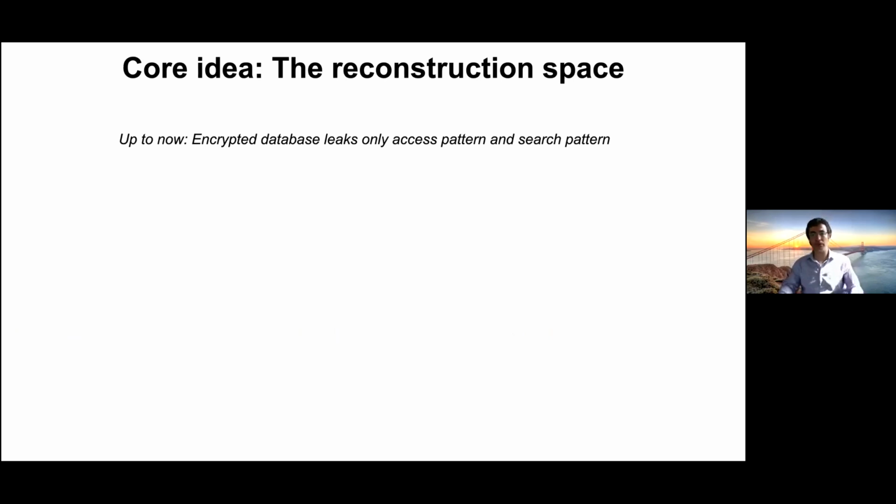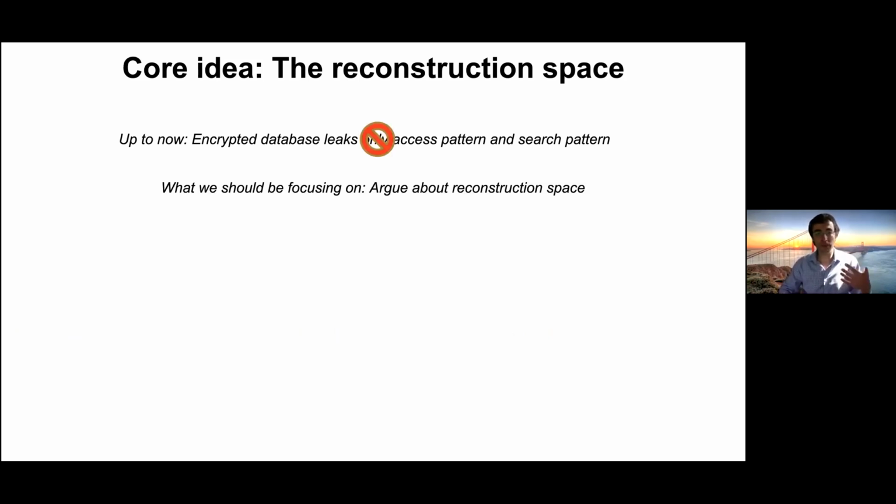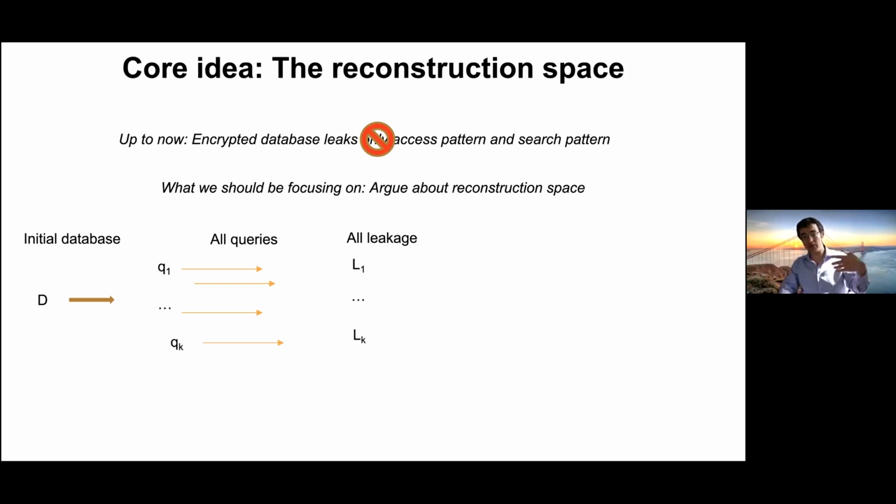So the idea is to introduce the notion of reconstruction space, right? Again, up to now, an encrypted database leaks only access pattern and search pattern, right? But what we should be focusing on is arguing about reconstruction space. So let me give you an example. Imagine you start from an initial database, D, right? And then you issue all possible queries on this database, right? So every query is going to give you some leakage. So you take all leakage, L1 through LK, right? And now you ask me a question. Given this leakage, L1 through LK, how many databases could I have started from?